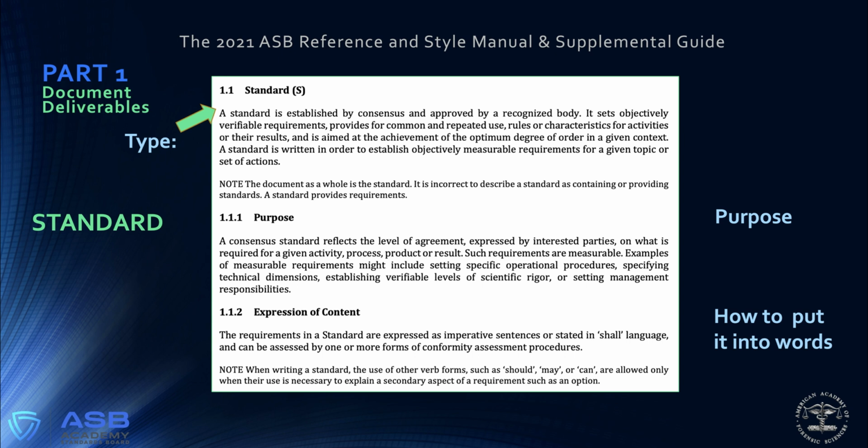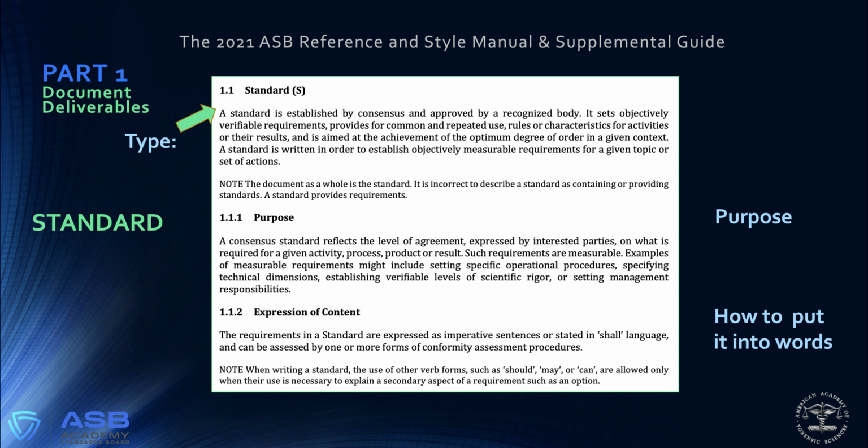The definition is very close to the one used by ISO. The essential nature of a standard is to establish requirements, and the essential nature of a requirement is that it can be measured or assessed. Please note that the document itself is a standard. It does not contain standards. It establishes requirements. The word standard has many meanings outside of this standardization world, but inside here, it is a type of document.